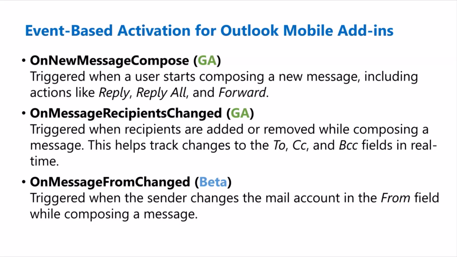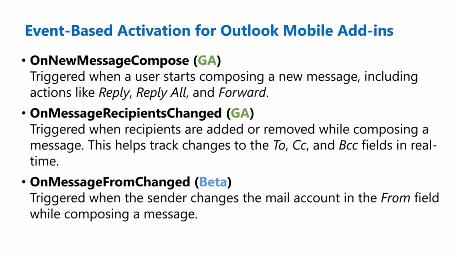On message recipient change happens when you add a recipient, remove a recipient, or change a recipient to whom you are drafting the mail or composing the mail. This helps to track changes to the To, CC, BCC fields in real time.